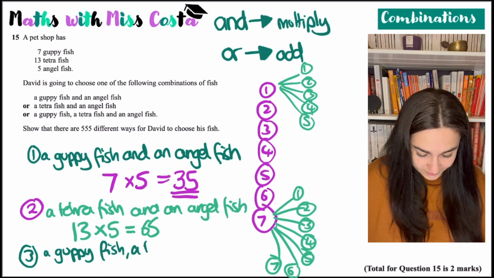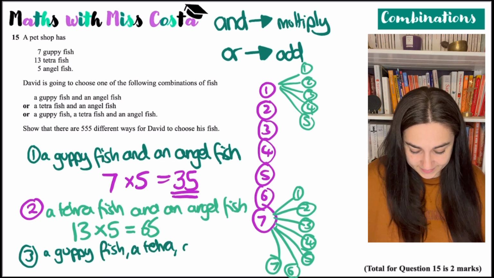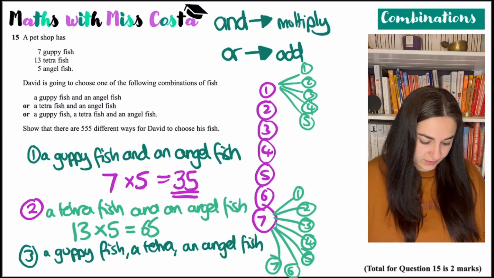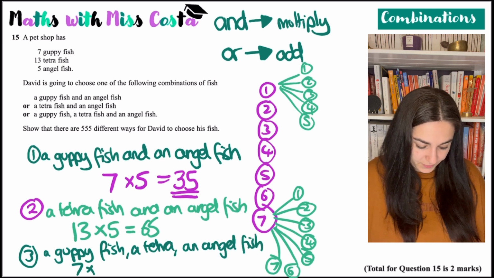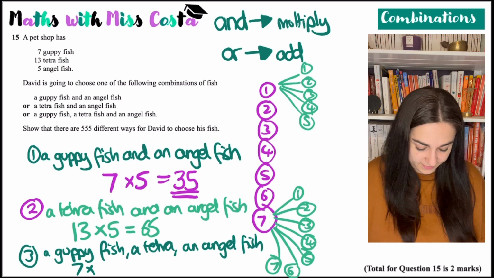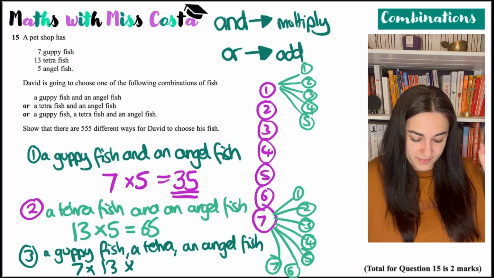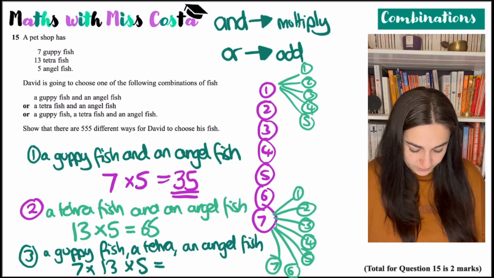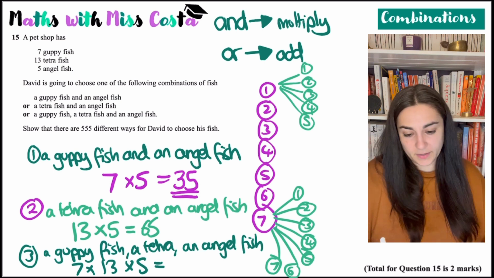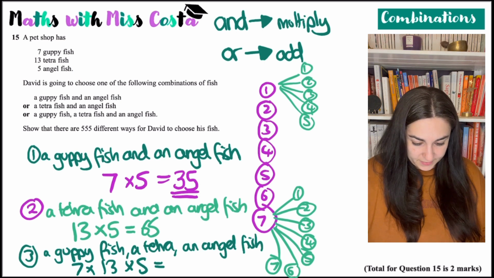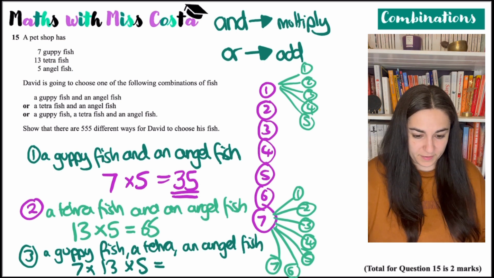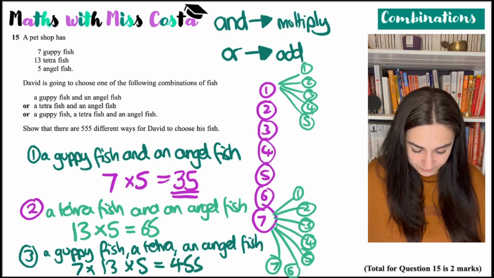And finally, we've got, he could get a guppy fish, a tetrafish, and an angelfish. So he could get a guppy fish, combine that with any of the 13 tetrafish, and combine that with any of the 5 angelfish. So what's that? 7 times 13 times 5 is 455.